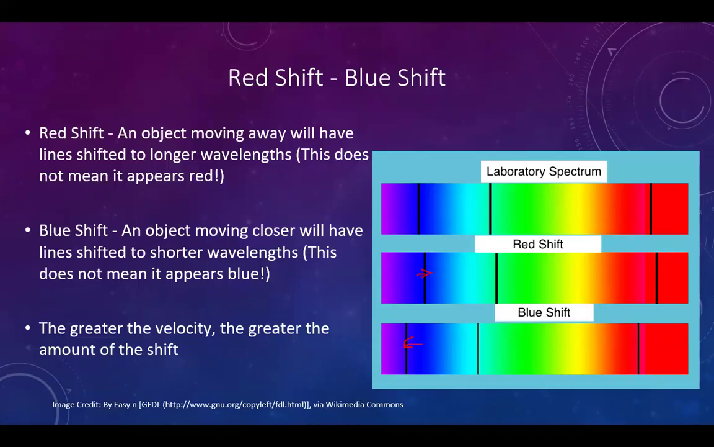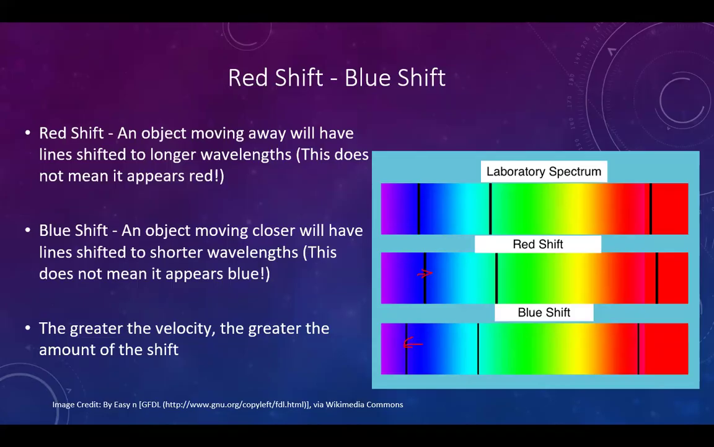It's called a red shift because it shifts towards longer wavelengths, so it shifts in the red direction. It doesn't mean it actually appears red. It does mean you get a funny bumper sticker that says, if this bumper sticker appears red, I'm driving too fast. And a blue shift is the opposite. It'll be shifted towards shorter wavelengths.